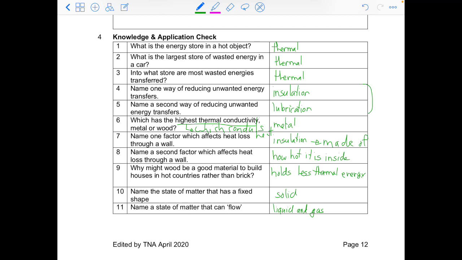If you've ever felt a stick out in the sun versus a stone or a brick, you'll feel that the stone or brick is much hotter than the wood. So it holds less thermal energy, it holds less heat. A state of matter that has a fixed shape is a solid. A state of matter that can flow is a liquid or a gas. You could also have used the word fluid because that talks about both liquids and gases.